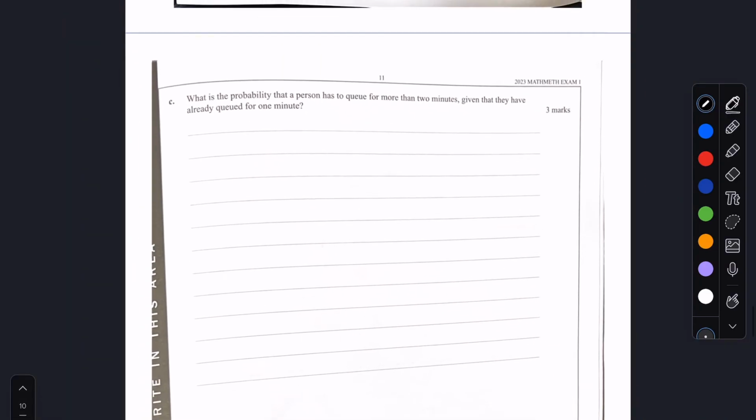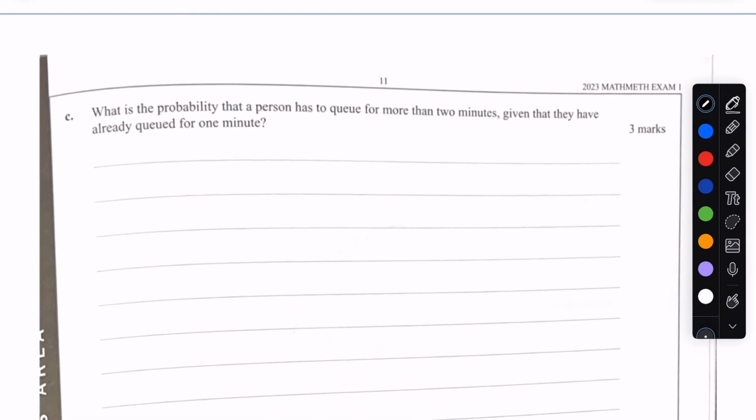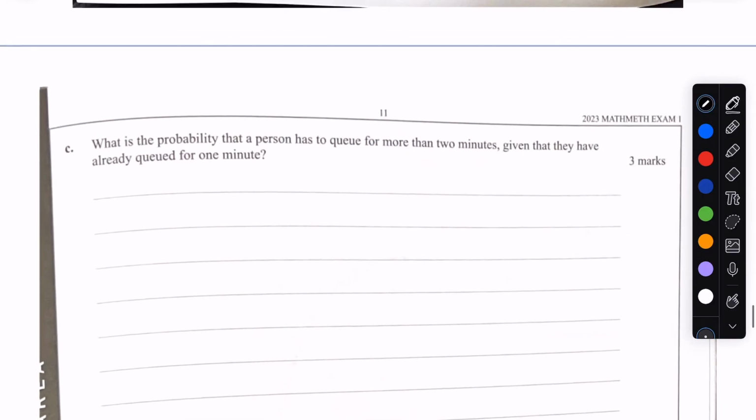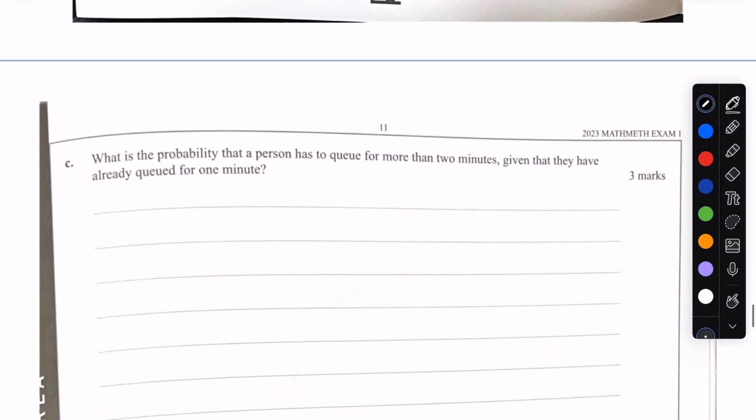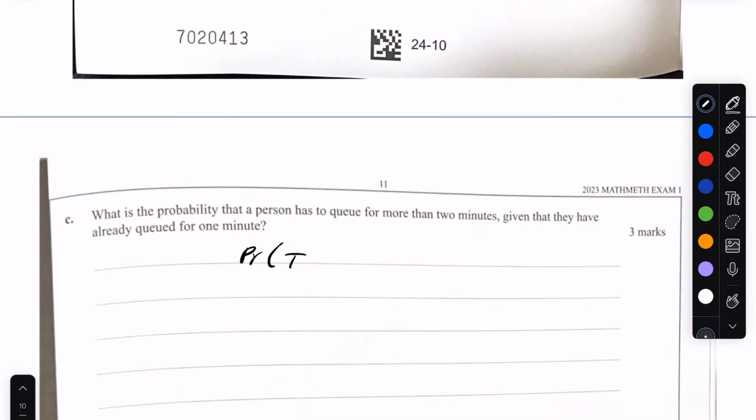What is the probability that a person has to queue for more than 2 minutes given that they have already queued for 1 minute? So probability that, what's this variable t? T is greater than 2 given that they have already waited for 1 minute, so t is greater than 1. Because if they're waiting for 1 minute already or more, so greater than 1.